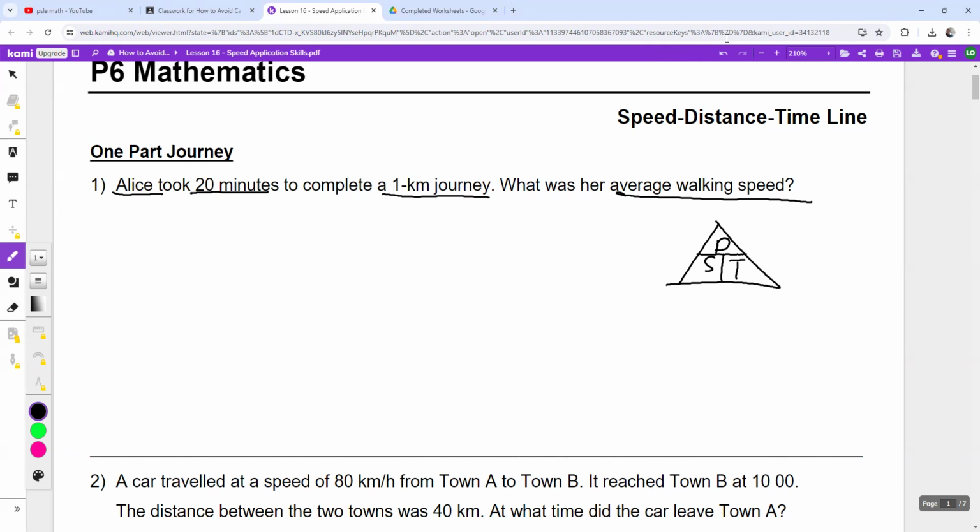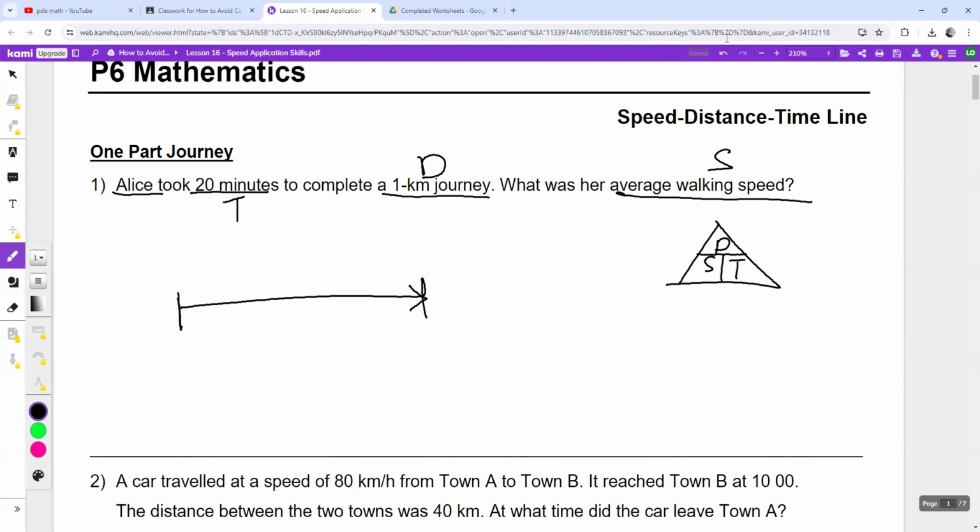So what is the model all about? How exactly do we draw the model? If you look at question 1, you have a time, which is 20 minutes, and a distance, and you're asked to find the speed. If you draw out this sentence, it looks something like this. There is a start point and an end point. And when you draw the speed distance time line, there is a direction of moving, so you always move from left to right.